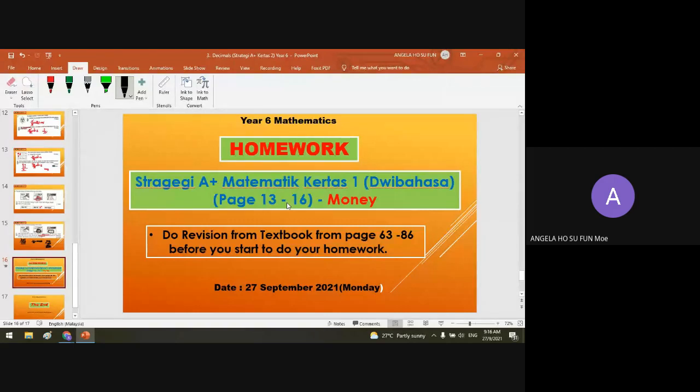Okay, the objective questions. Of course, you need to do the calculation. You do the calculation at the side. Don't just simply answer, just circling whatever answer you like.